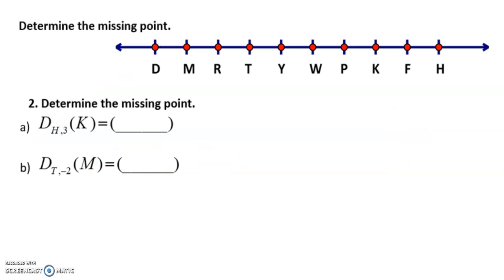All right, some more try on your own problems. Determine the missing point for A and B here. For the first one, we have our center at H, our scale factor of 3, and we are dilating point K. And for this one, we have a center at T. I am going to adjust that. I don't want a negative. I'm actually going to change that to 1/2. Let's do it that way. So for that one, dilating from point T as the center, the scale factor of 1/2, and we're doing that to point M.